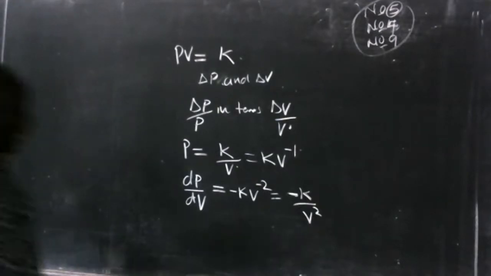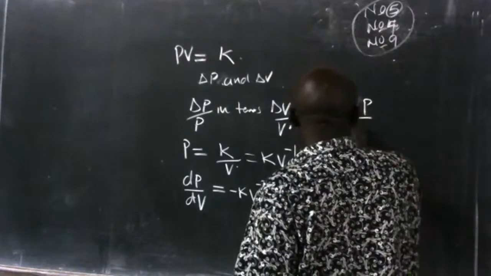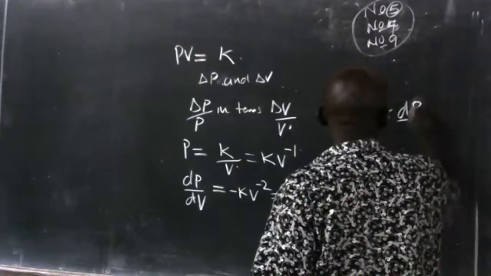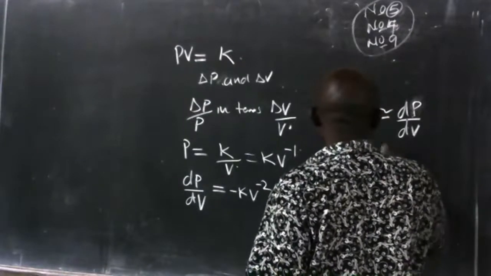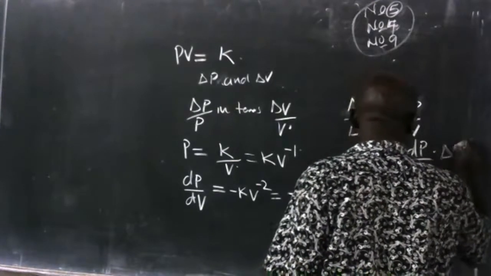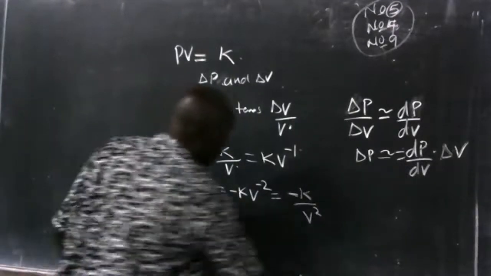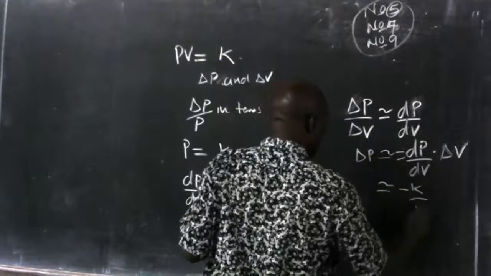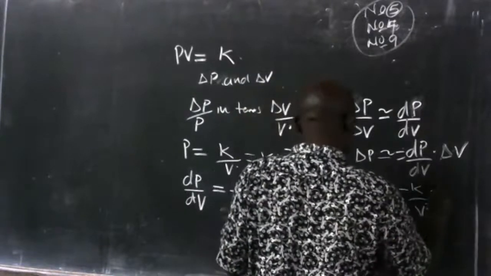Which implies that, therefore, our delta P from small changes is approximately equal to the derivative times delta V, so approximately equal to negative K over V squared, and the delta V remains there as delta V.